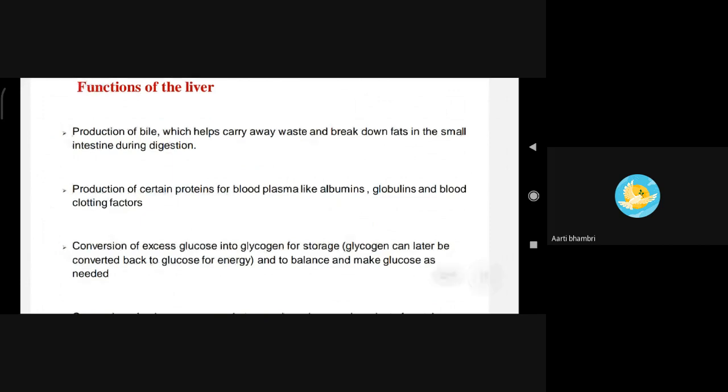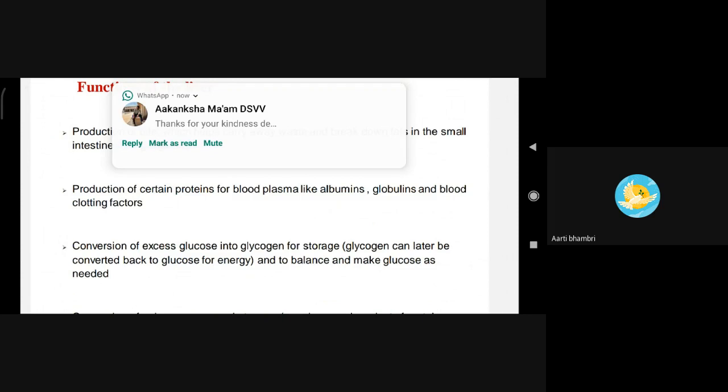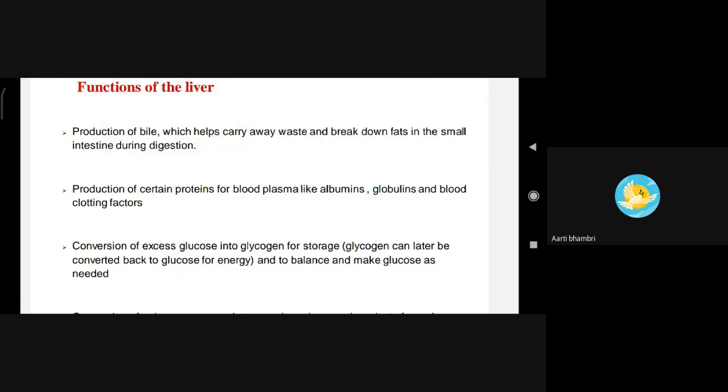So the functions of the liver are production of bile. Most importantly, production of bile is done by the liver, which helps carry away waste and break down fats in the small intestine during digestion. Next is production of certain proteins for blood plasma like albumins, globulins, and blood clotting factors. Some coagulation factors are also produced by the liver.